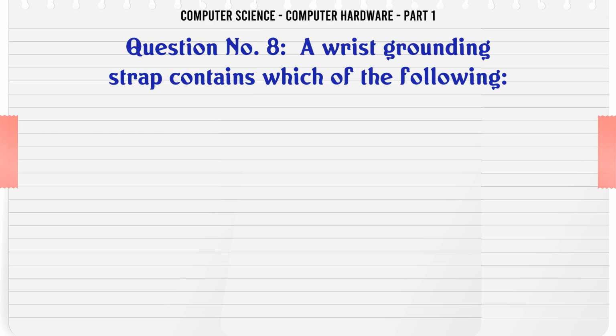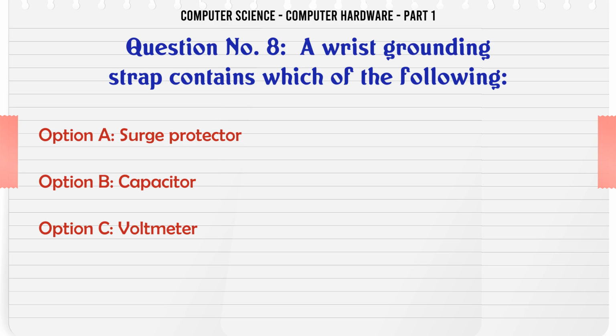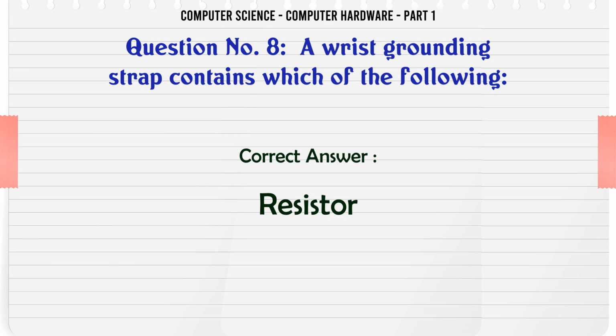A wrist grounding strap contains which of the following? A. Surge protector. B. Capacitor. C. Voltmeter. D. Resistor. The correct answer is resistor.